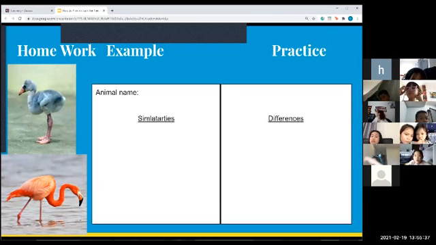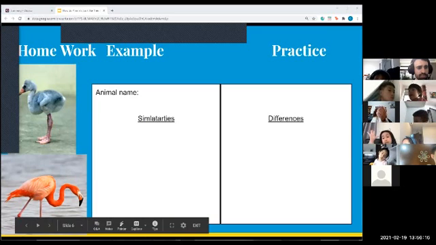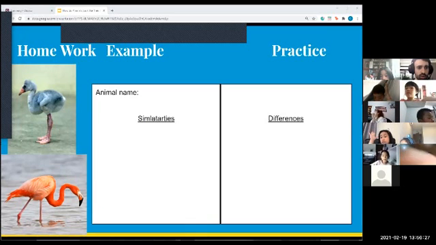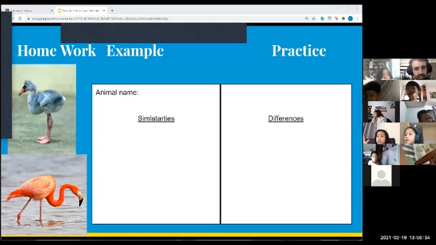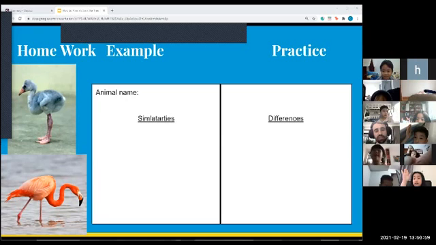What animal did I choose? Anyone that knows this animal, raise your hand. What animal is this? Okay, only one person raised their hand. Okay, Tu Zuan, what animal is this? It's an ostrich. That's close. It is a bird, but it's not an ostrich. Okay, guys, so this is a flamingo.